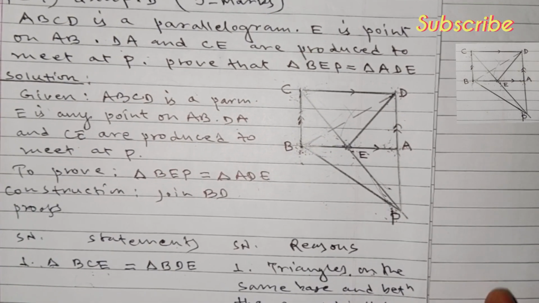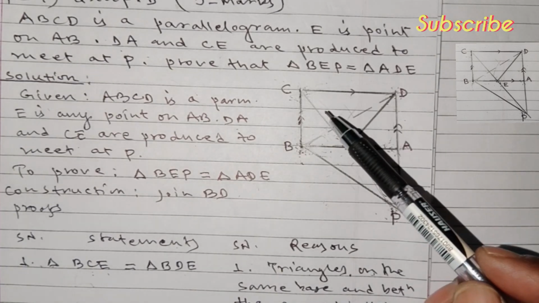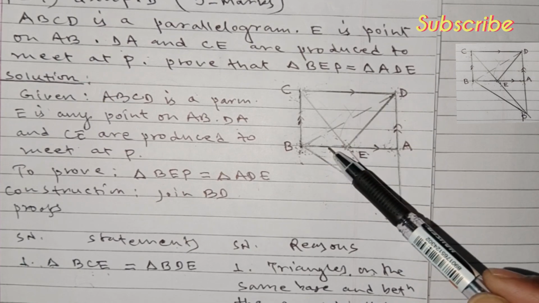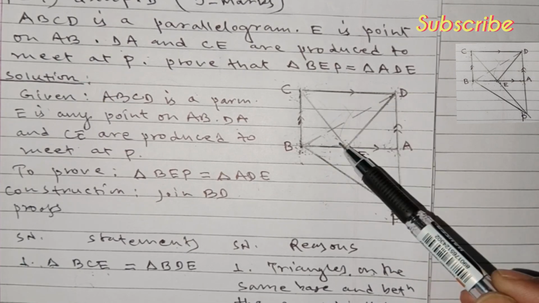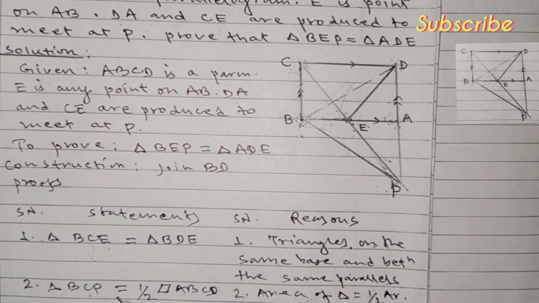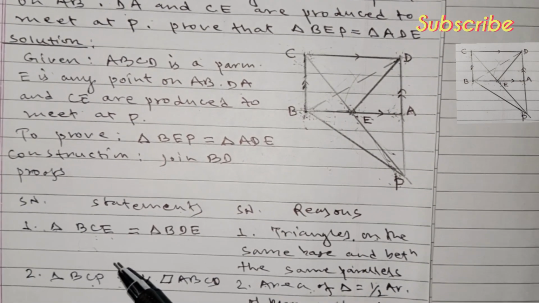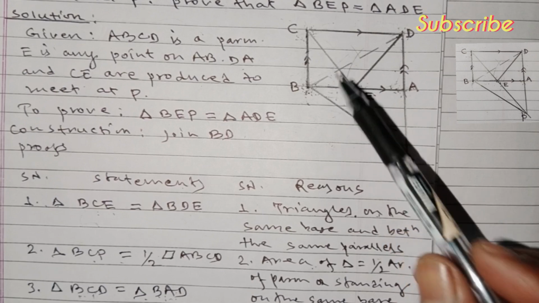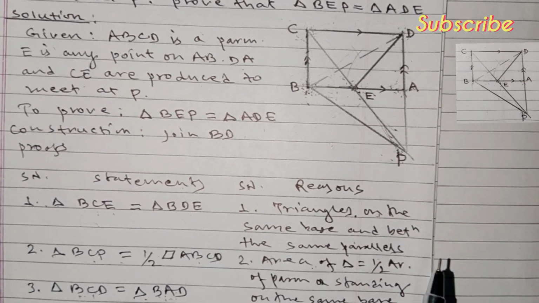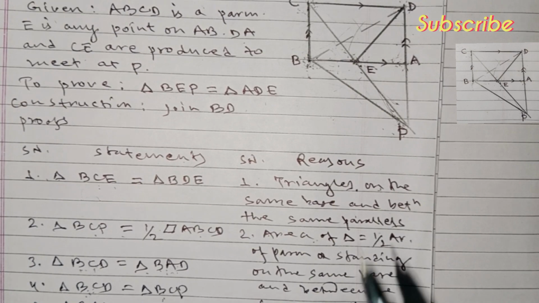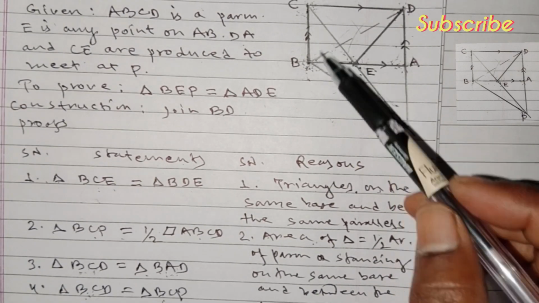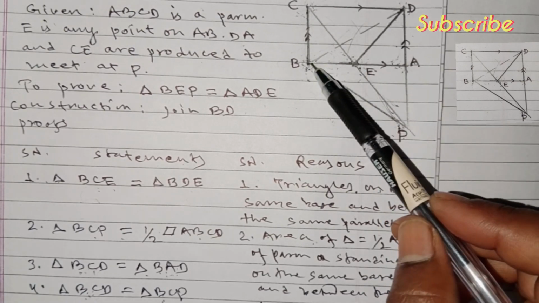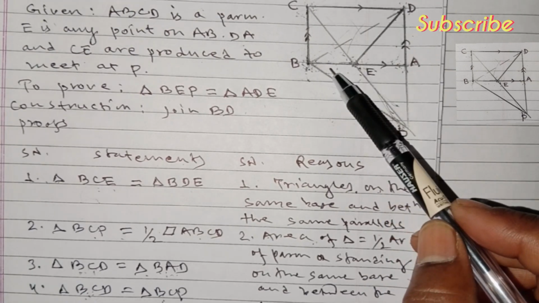So dear students, in statement number 1, at first we take triangle BCE equals to triangle BDE because they are on the same base and between the same parallels. In statement number 2, we take triangle BCP. Actually, this statement is not required, so we can skip statement number 2. So in statement number 1, we have taken triangle BCE equals to triangle BDE because they are on the same base and between the same parallels.